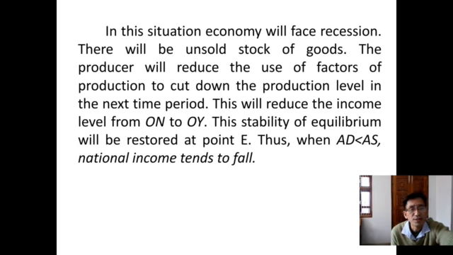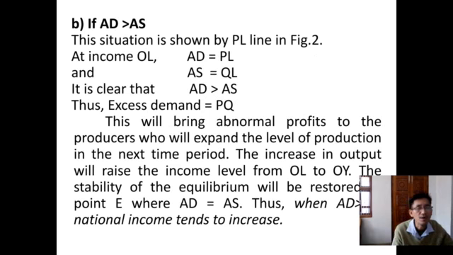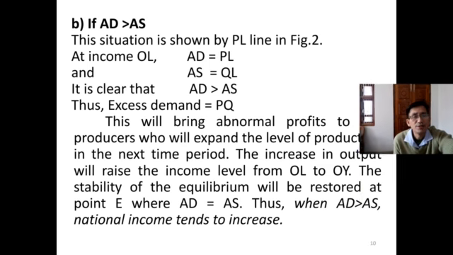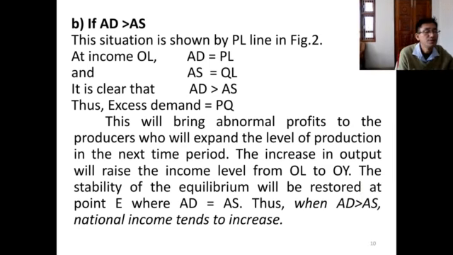Next, the condition: if AD is greater than AS, the aggregate demand and aggregate supply. This situation is shown in figure number 2. Okay, in figure number 2, by the PL line at income level OL.